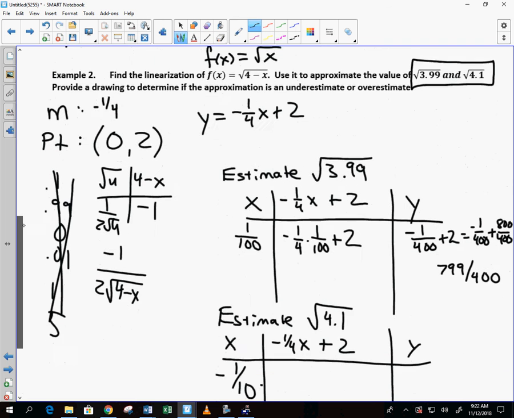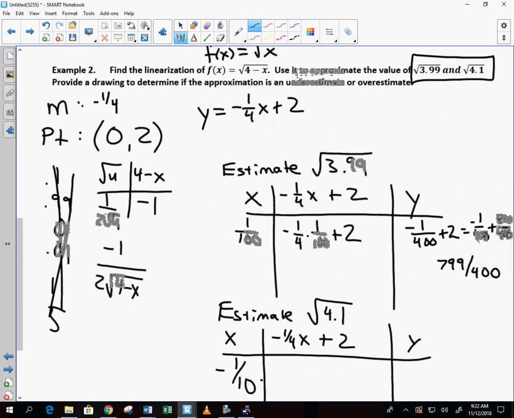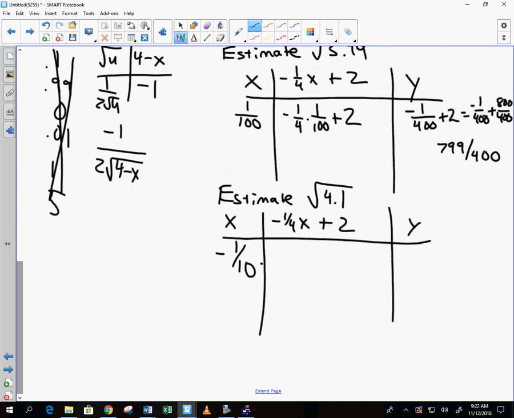So I'm looking at this square root of 4 minus x, and I need to come up with 4.1. How are you going to get 4.1? Well, you would have to add 0.1 to 4. So it's going to be 4 minus a negative 0.1, or negative 1/10. And I get 1/40 plus 2, which is 1/40 plus 80/40, or 81/40.